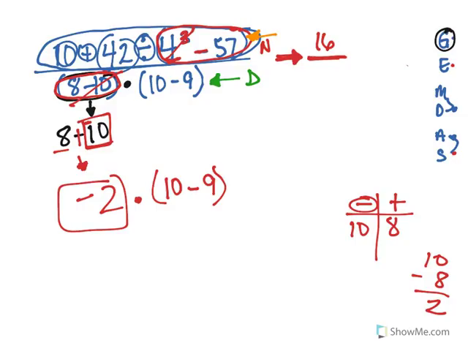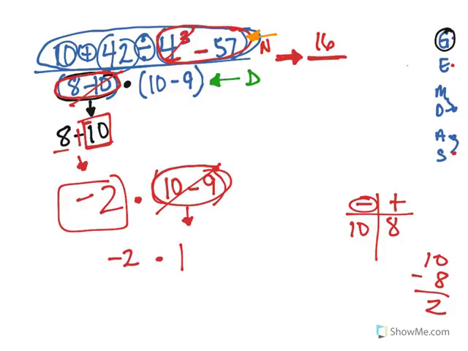All right, so now let's figure out what 10 minus 9 is. 10 minus 9, that one's easy, is 1. Now I'm going to bring down the times and the negative 2. So negative 2 times 1.